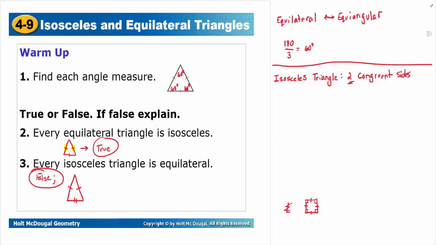All right. Okay, so let's jump into this chapter. Now you see it's on isosceles and equilateral triangles. That's what our warm-up's all about as well.